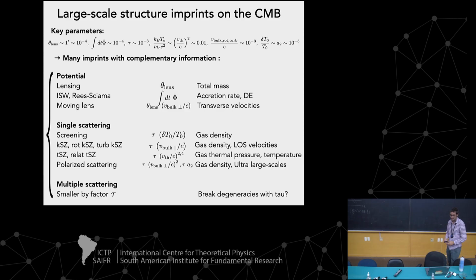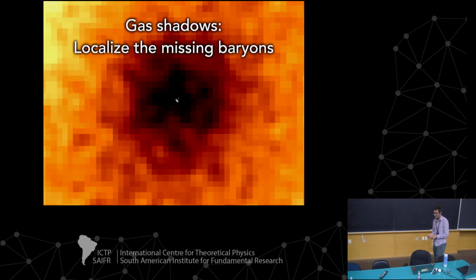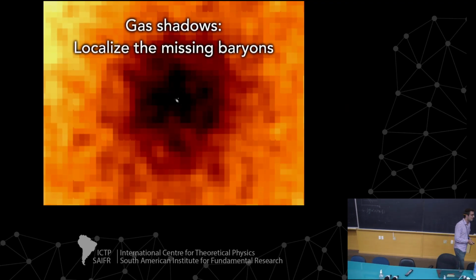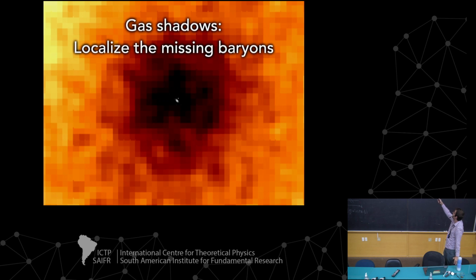Okay, so let's start with the gas shadows and those scattering anisotropies. One reason I think they're so interesting is that we've all seen those beautiful images of galaxies with spiral arms from Hubble and galaxy surveys. And in fact, this little white dot here is a Hubble image of a galaxy.